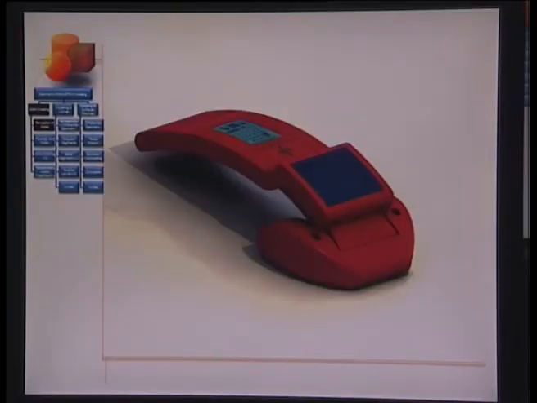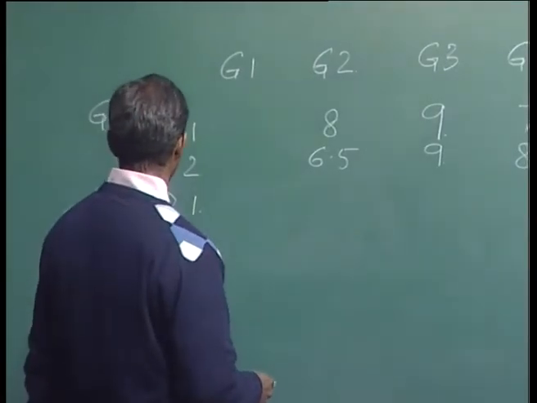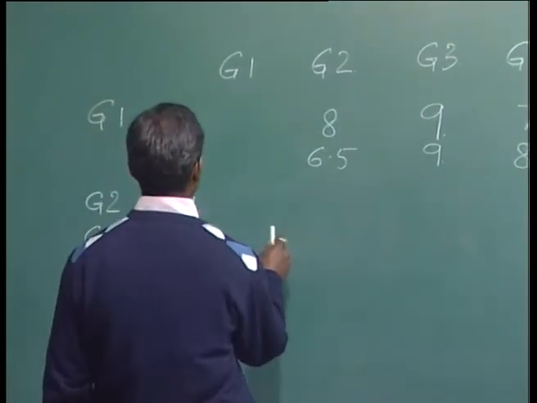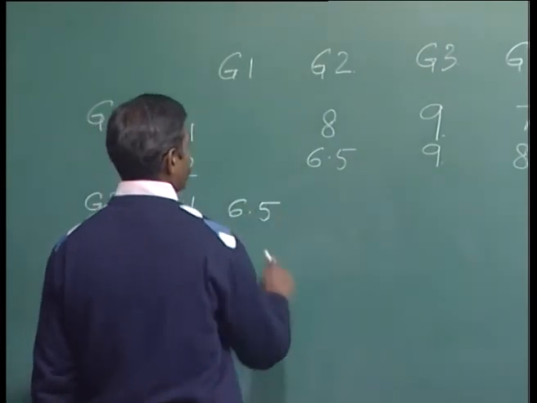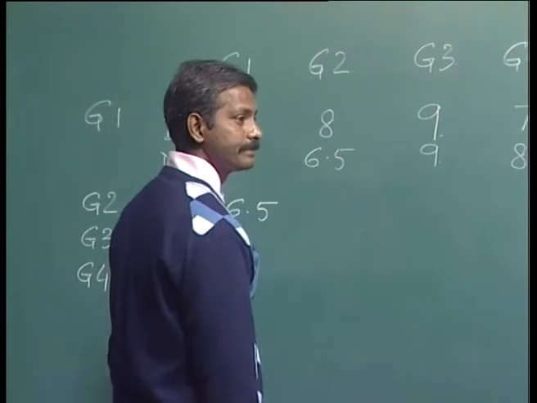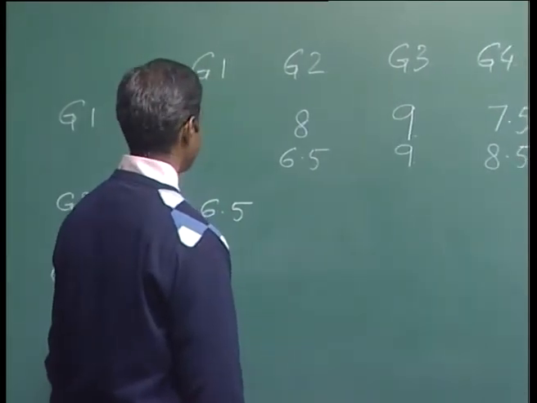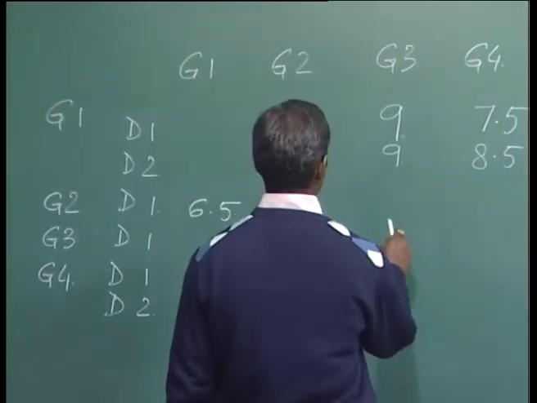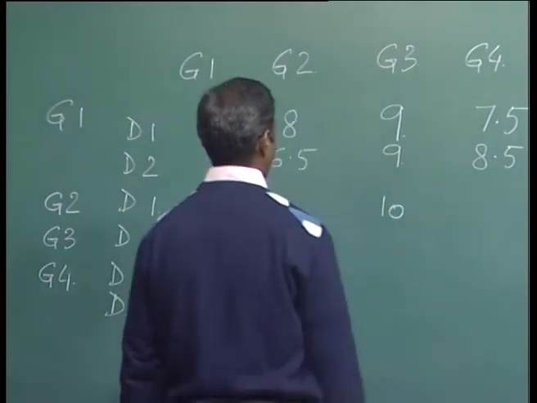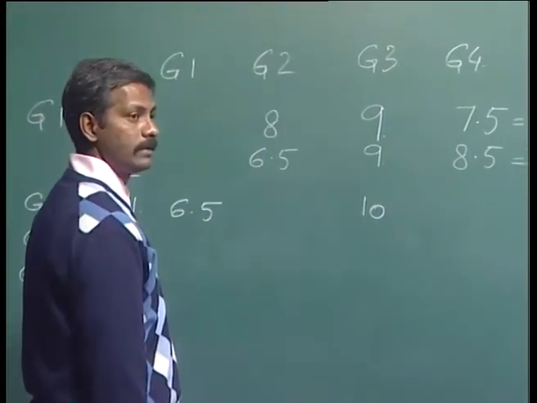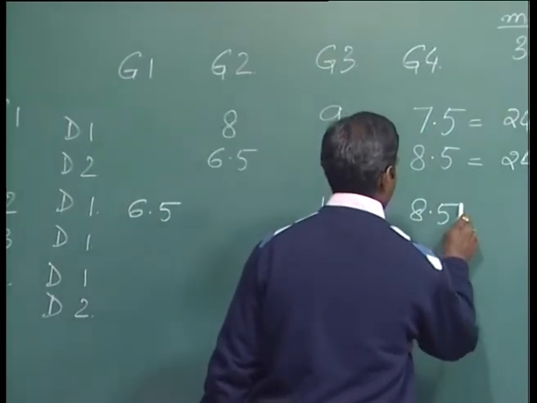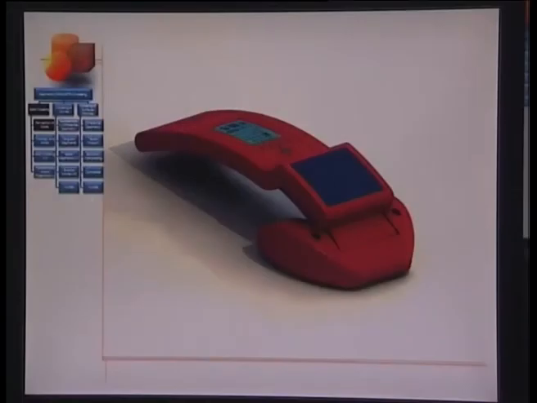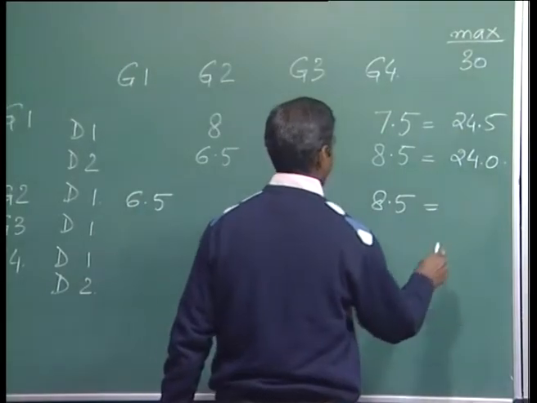This is the design from group 2. Group 1, how would you evaluate the marks? 6.5 marks. Group 3 goes for 10 marks. Group 4, 8.5. This was how much? 25. 25.